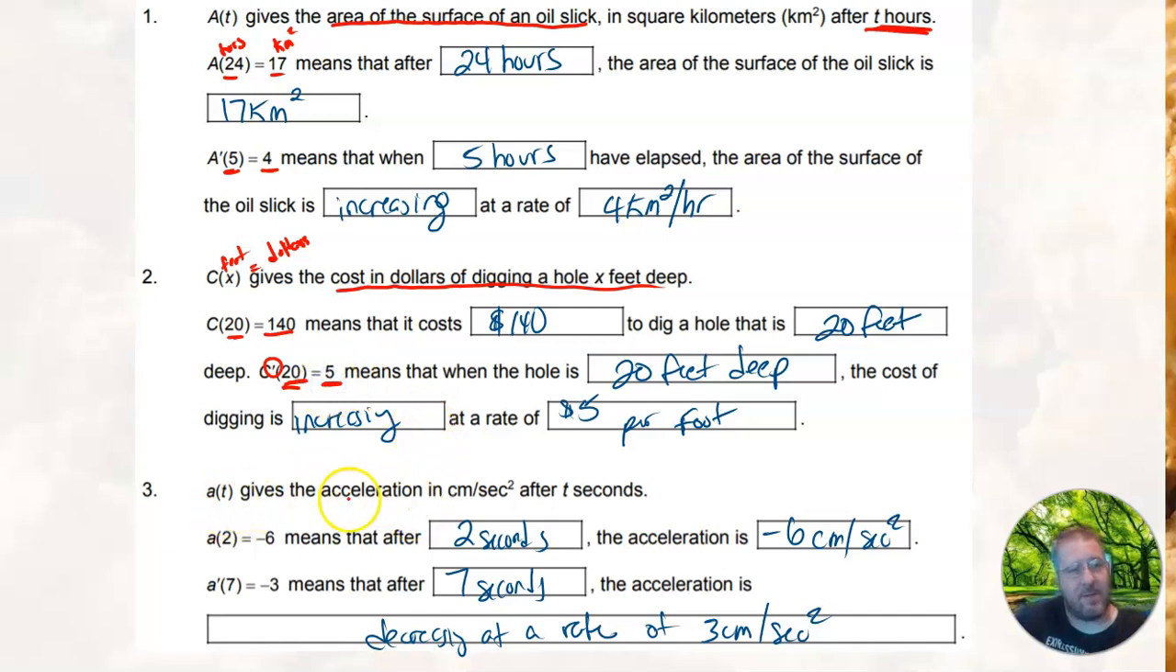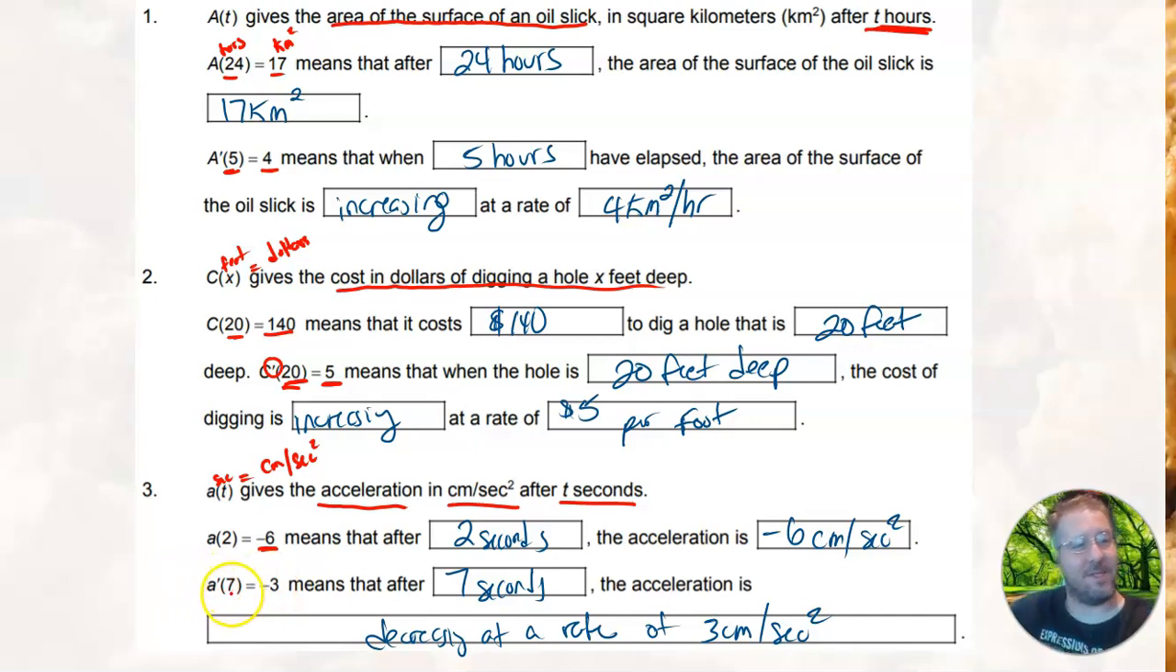A of T gives the acceleration in centimeters per second squared after T seconds. So this is our seconds, and our answer will be centimeters per second squared. A of 2 just means after 2 seconds, the acceleration is -6 centimeters per second squared. I actually don't like saying decreasing because it's negative acceleration. We don't know if it's slowing down or speeding up unless we also knew the velocity, as we've talked about in prior videos.